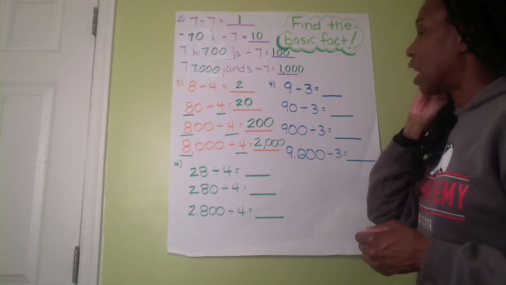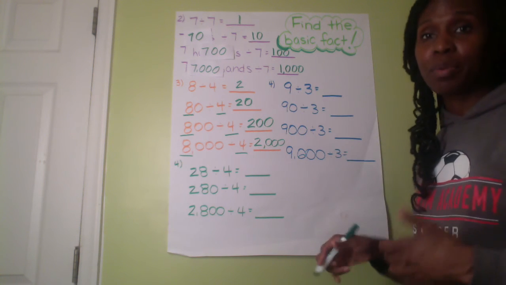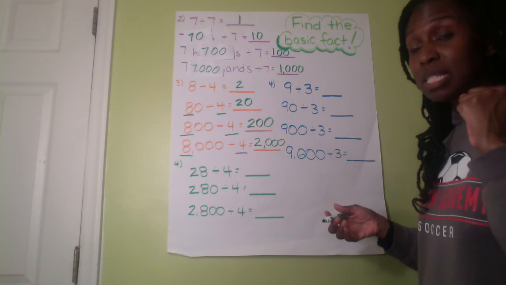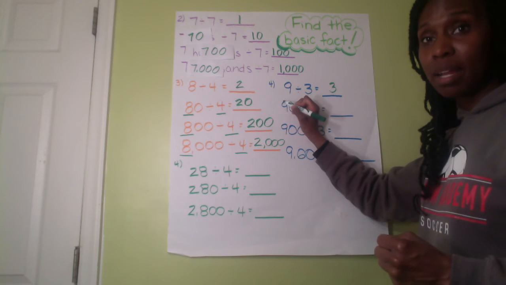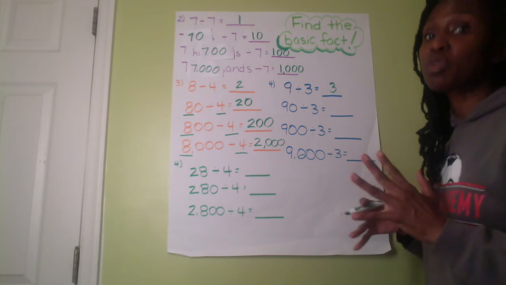Okay, they went ahead and got us started. This is 9 divided by 3, and we know 9 divided by 3 is 3, because 3 times 3 is 9. All right, so let's go ahead and apply it with some multiples of 10.